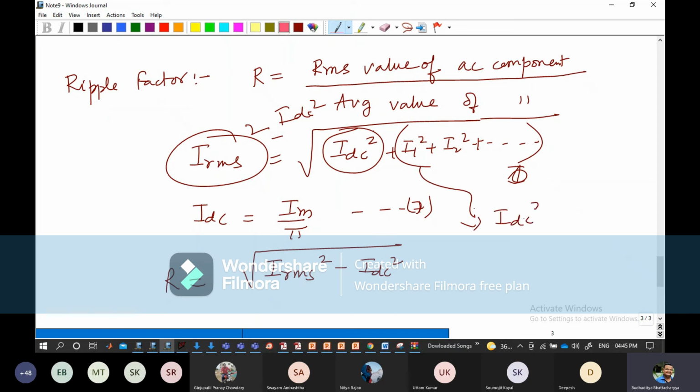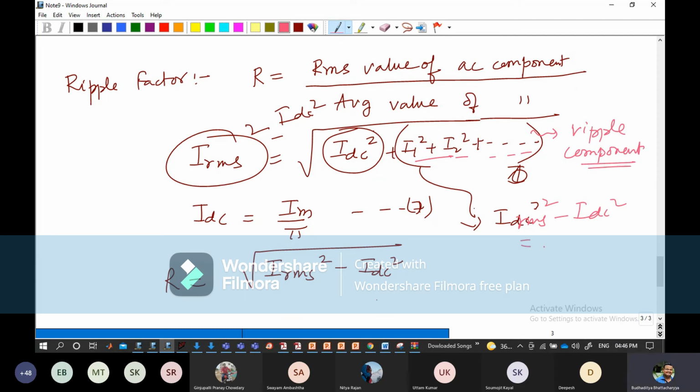IRMS square minus IDC square is nothing but this factor I1, I2, I3 up to IL, which are nothing but the ripple components, which actually will create the problem.